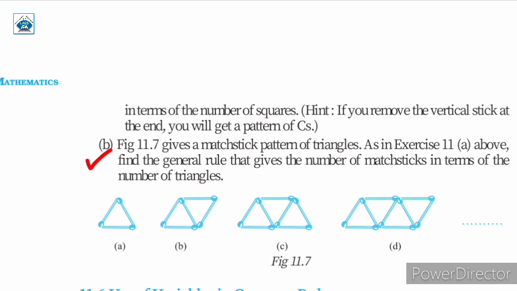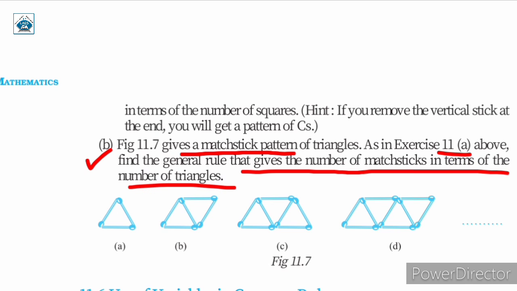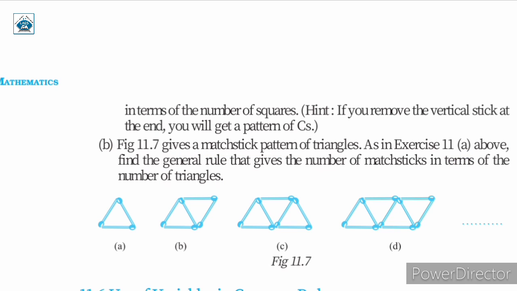B. Figure 11.7 gives a matchstick pattern of triangles. As in exercise 11a above, find the general rule that gives the number of matchsticks in terms of the number of triangles. So here the B part is similar to the A part. So here also you need to find the rule that gives the number of matchsticks, but here in terms of number of triangles. So you can simply take the number of triangles as n and find the rule on your own and write the proper solution in your notebook.